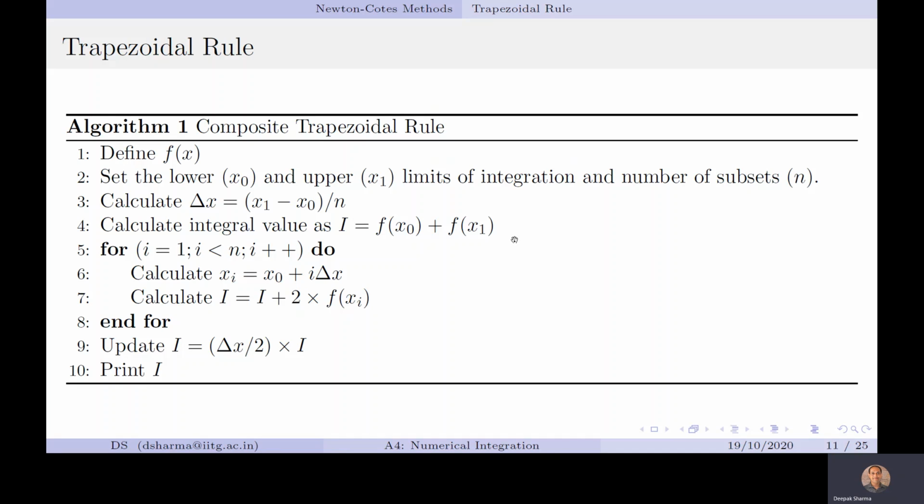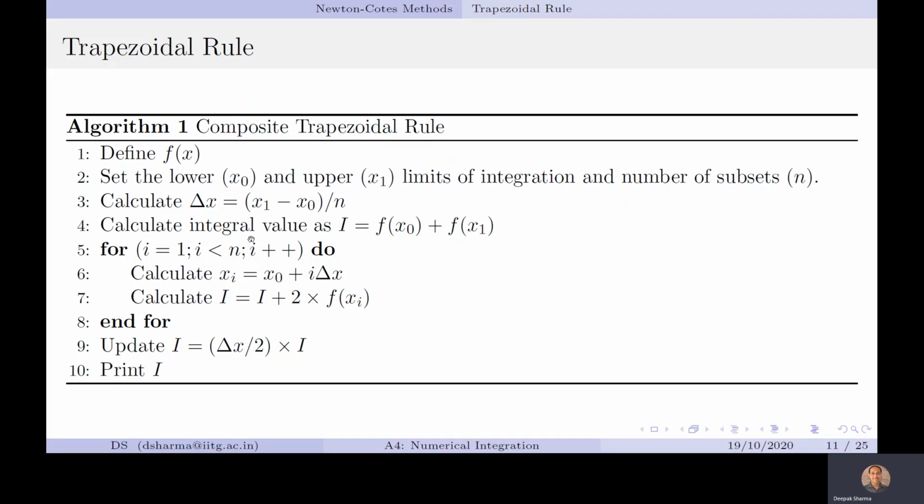Now let us understand the algorithmic representation here. I am describing it for the composite trapezoidal rule, and the rest of the rules you can make with the help of such an algorithm. So I will be discussing only this algorithm here. First of all, we have to define a function. Once we have defined the function, we have to set our lower and upper limit of the integration, that is x0 and x1. Similarly, how many subsets or intervals we want, say n. Then we are going to calculate the delta x value, which is x1 minus x0 divided by n.